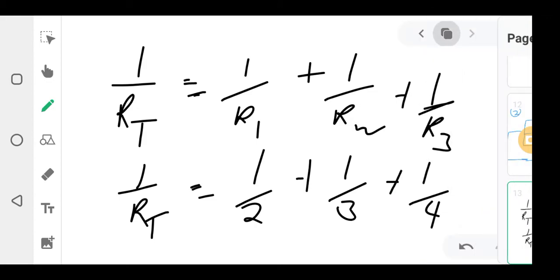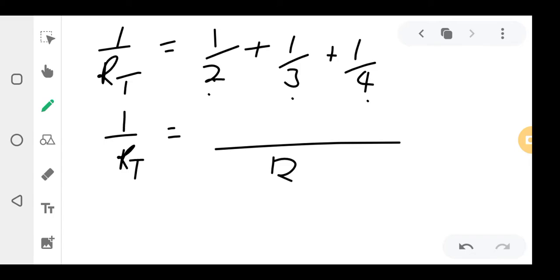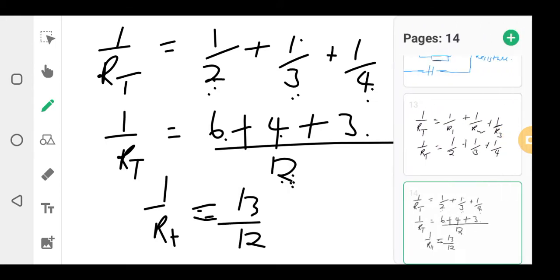And then you know how to do this. So I've got 1 over RT is equal to 1 over 2 plus 1 over 3 plus 1 over 4. In grade 9, you already know how to do this. The lowest common denominator for 2, 3, and 4 is 12. 2 into 12 goes 6, 6 times 1 is 6, plus 3 into 12 is 4, 4 times 1 is 4, plus 4 into 12 is 3, 3 times 1 is 3. So 1 over RT is equal to 6 plus 4, 10, plus 3, 13. 13 over 12. And then you are finding RT.